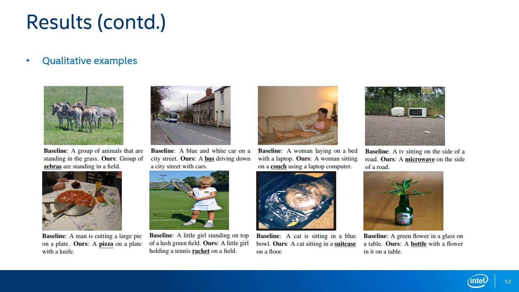Here are some qualitative examples of captions generated using PSNOC. For example, in the top right image, the caption correctly includes a microwave. Similarly, in the bottom left image, the caption correctly includes a pizza.